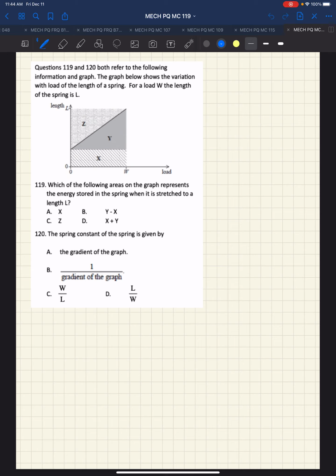So this question, we have a graph. Let's start off with labeling our axes. We have our axes. The origin is 0, 0, so we're good there. The y-axis is the length, and the x-axis is W. Whatever that is, we might think it's work.